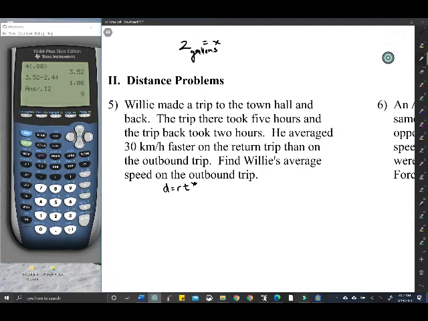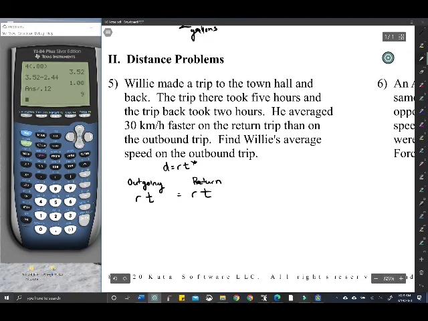Now, the distance in both cases is the same. Okay, he's going to town hall and he's going back. So what we have is the trip there, or outgoing. He's traveling some rate times some time. Now that's equal to his incoming or return trip, which is equal to some rate times some time. Now the key is, what's the rate and what's the time?